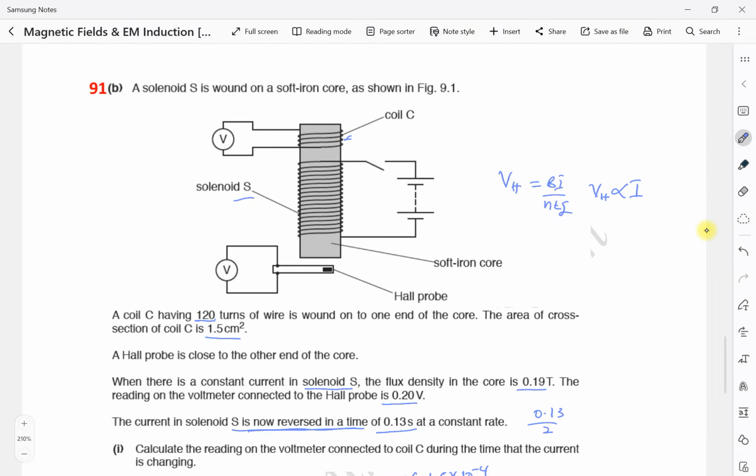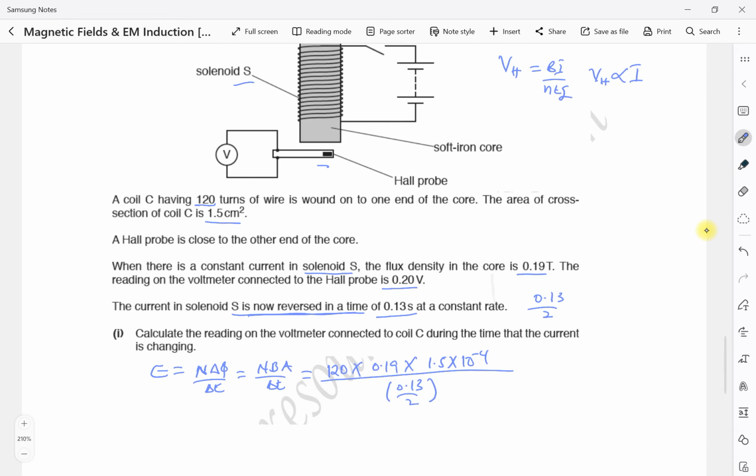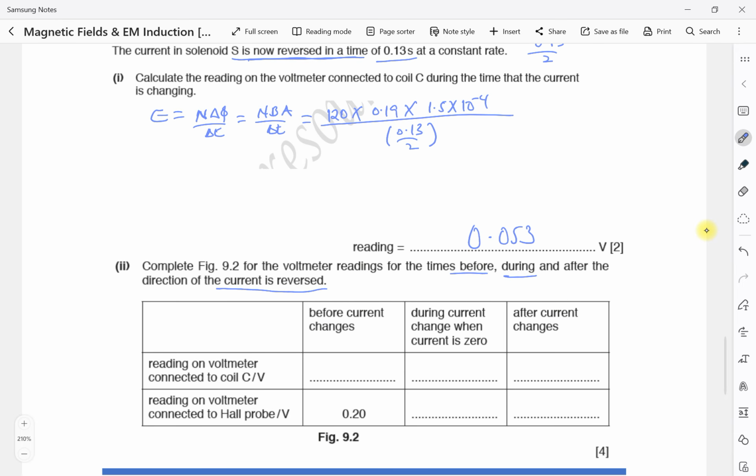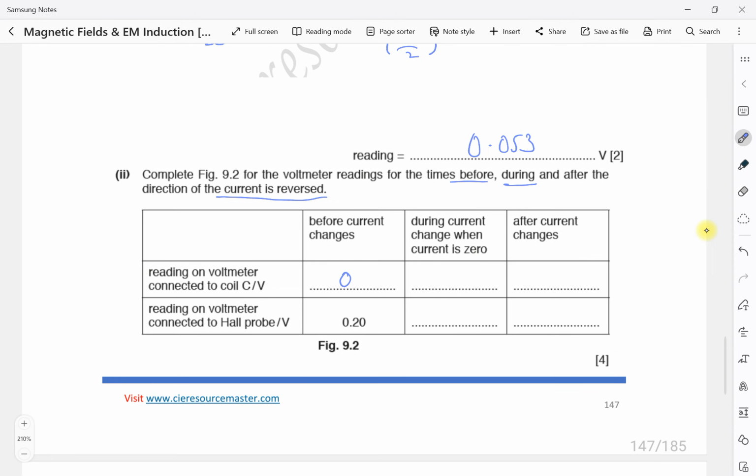So before current changes, it means it's constant. So the rate of change is 0, which means the induced EMF is going to be 0 in coil C. When the current is constant, the induced EMF in coil C is 0, but the Hall voltage is going to be maximum and constant. So before it changes, the reading of the voltmeter connected to coil C is going to be 0 because there is no change in the current. The induced EMF depends on the rate of change, and the Hall voltage is directly proportional to the current. So when the current does not change, the induced EMF is 0. When the current is constant, the Hall voltage is 0.2.